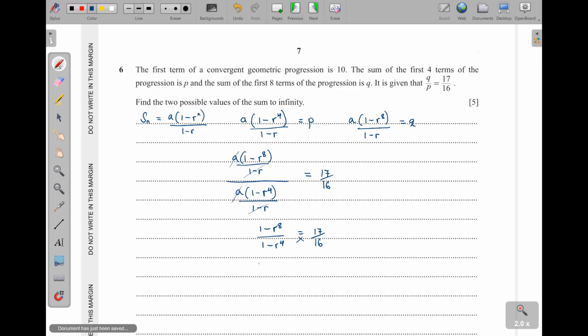By cross multiplying here, we shall have 16 minus 16 r to the power of 8, which is equal to 17 minus 17 r to the power of 4. From there, we can rearrange and get a quadratic in r to the power 4. So bring this on this side. We shall then have 16 r to the power 8, minus 17 r to the power of 4, then 17 subtracted from 16 gives a positive 1, and this is equal to 0. This is a quadratic equation in r to the power 4.